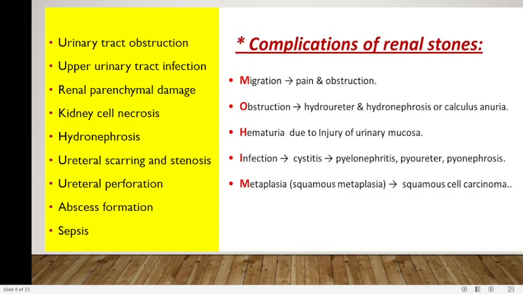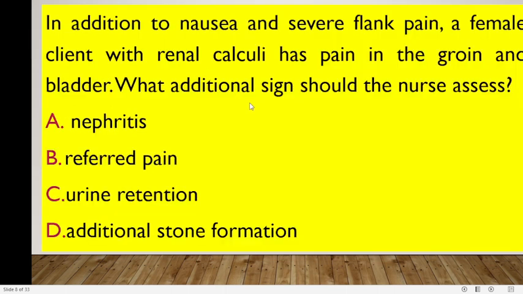We have urinary tract obstruction as a complication, upper urinary tract infection, which normally leads to renal parenchyma damage. As a result, you could have kidney cell necrosis, hydronephrosis, ureteral scarring and stenosis, perforation, abscess, and sepsis.